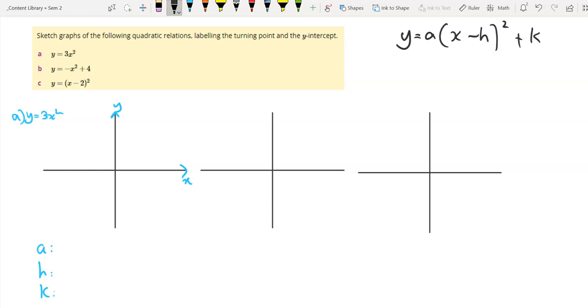Okay. What is A? 3? Carlos is putting forward 3, is he right? Yep. Coefficient of x squared. What's H? 0. What's K? 0. So the way we draw these is this.